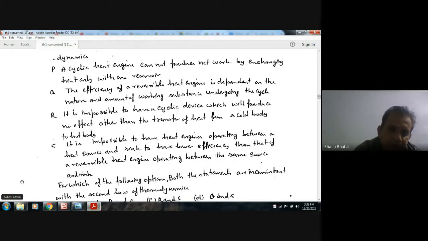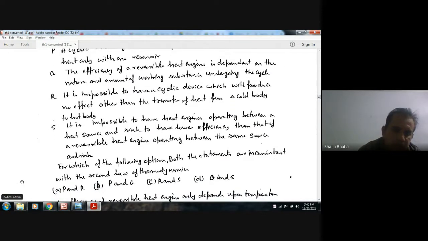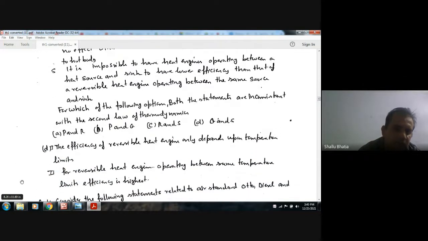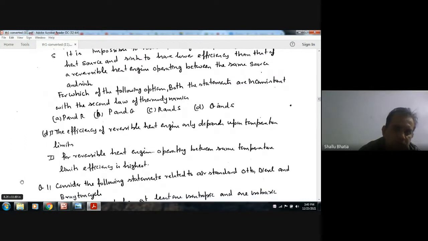It is impossible to have a cyclic device which will produce no effect other than the transfer of heat from cold to hot. Yes, this is according to the second law, so it is correct. Now, it is not possible to have an engine operating between a heat source and sink with lower efficiency than that of a reversible engine. No engine can have the same or more efficiency than a reversible engine, so this statement is also incorrect. So the answer is B.